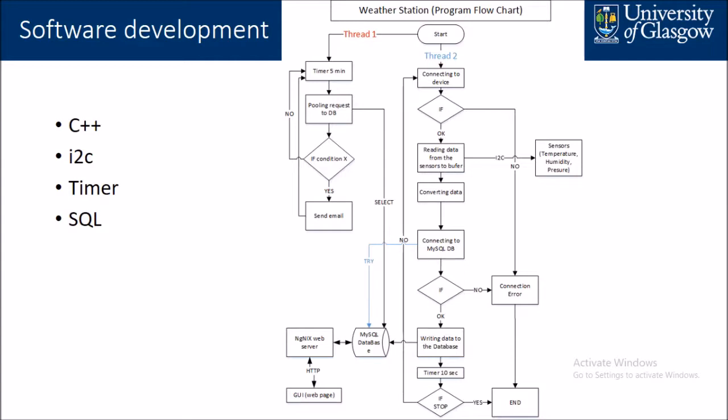Regarding the development software, the program is written in C++. The data flow diagram is presented in the figure which you can see now. The program consists of two main threads. The first one reads the data from the sensor and sends it to the MySQL database every 10 seconds. It is on the right side. The second thread, which is on the left side of the picture, polls the database and checks the condition every 5 minutes. The timer is used to realize these functions.